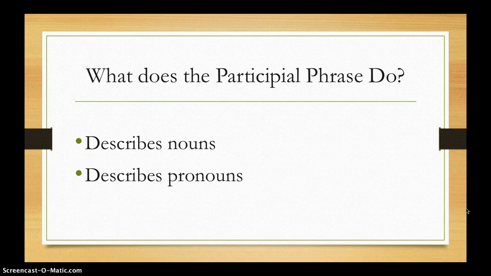So you probably find yourself asking, what does this participial phrase do? The participial phrase actually describes the nouns and pronouns of the sentence, so it gives us a little bit more information on what is going on with these nouns and pronouns. What are they doing? Where are they at? Where are they going? And other things like that.